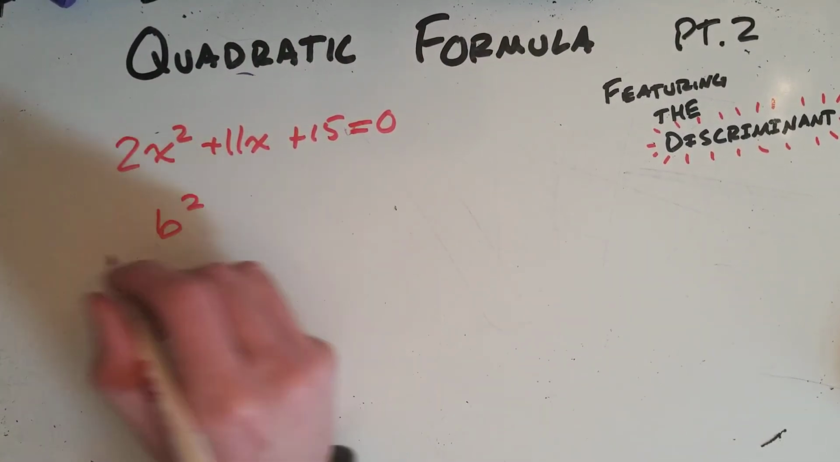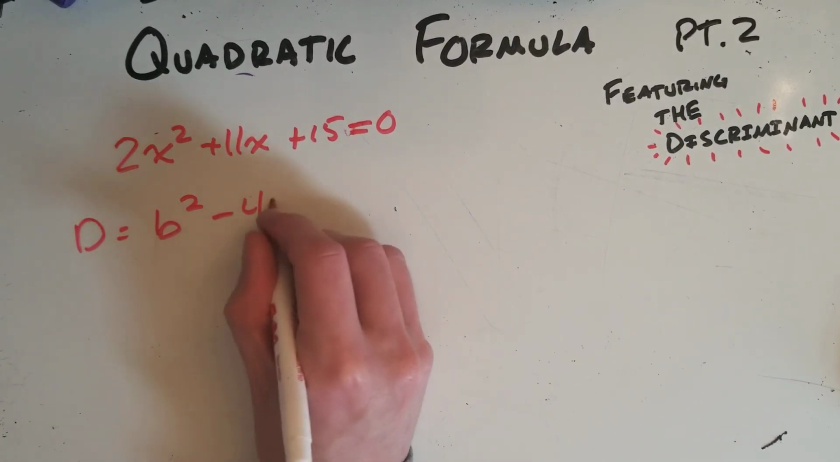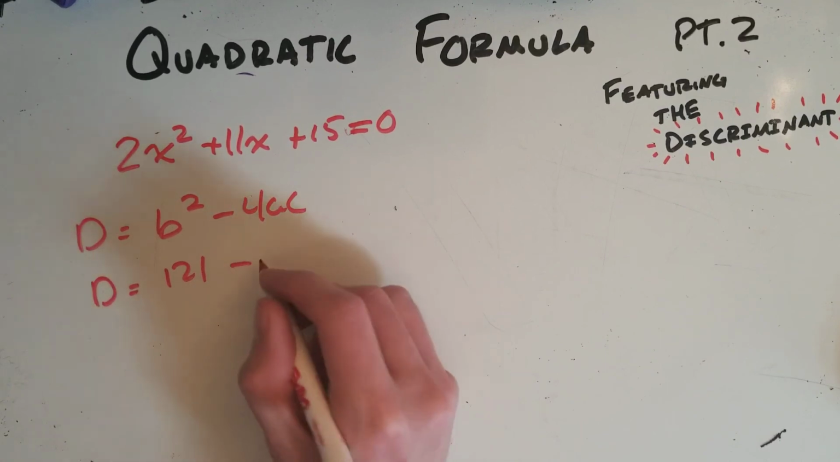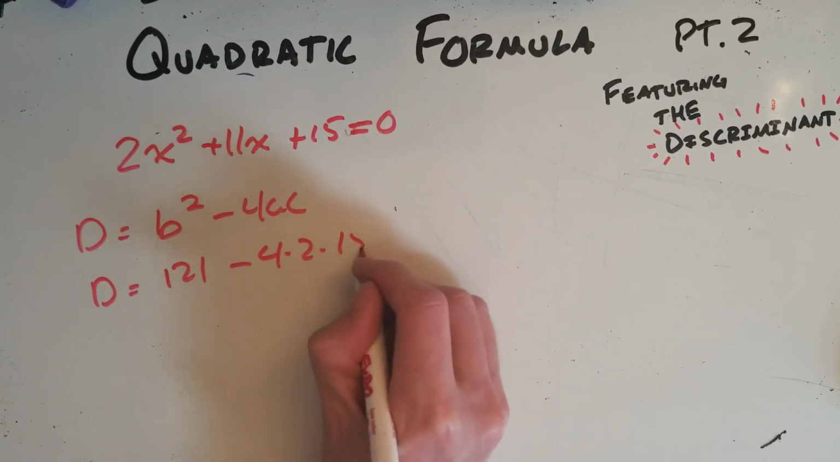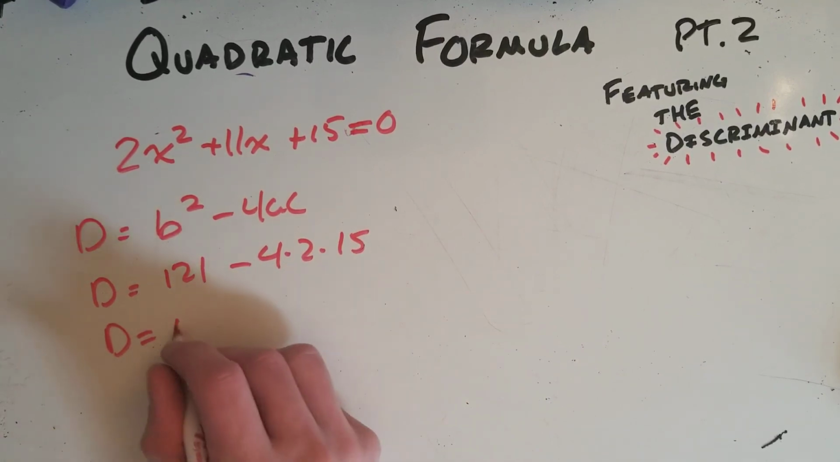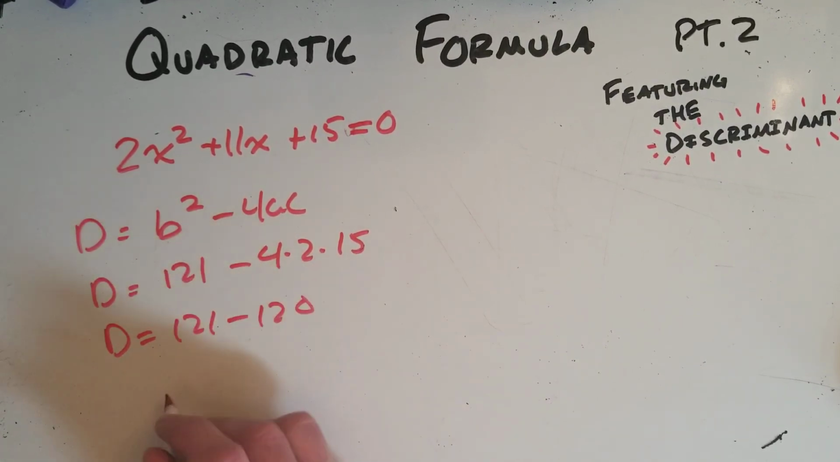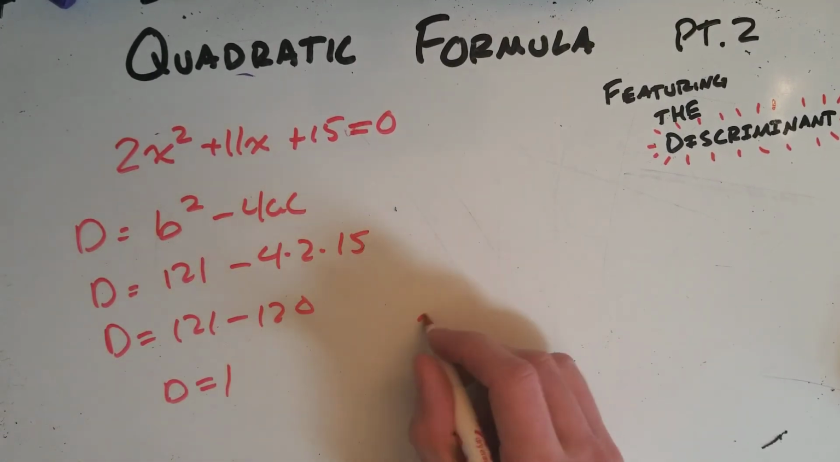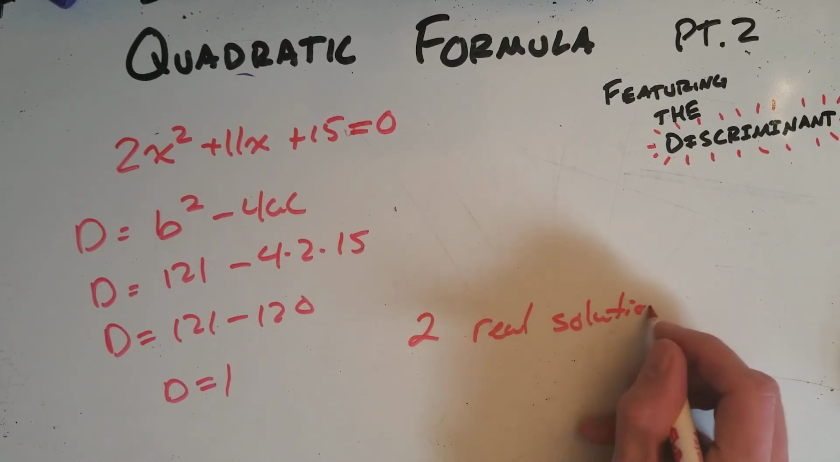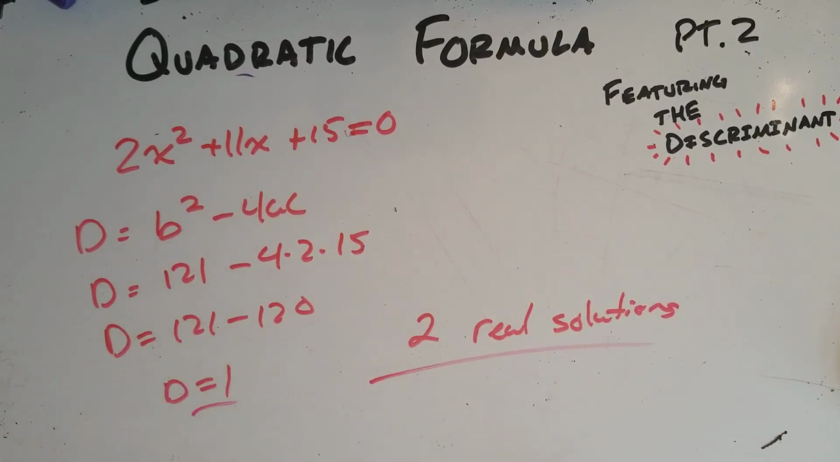So let's take our b squared minus 4ac. So b squared is 121 minus 4 times 2 times 15. 2 times 15 is 30 times 4 is 120. So our discriminant has a value of 1. That's a positive number. So that means we would have 2 real solutions. And just like that, we're all done.